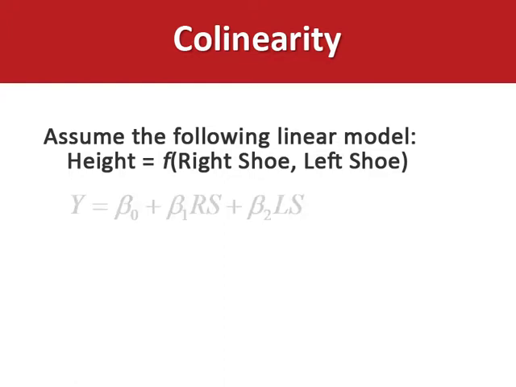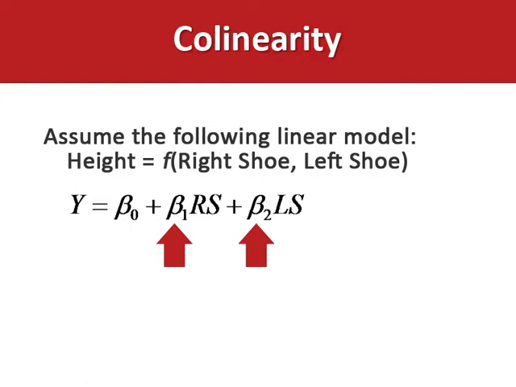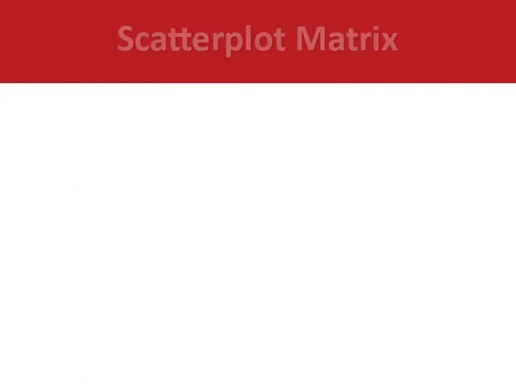So technically what we're trying to do is learn or parameterize a linear equation of the form y equals some intercept beta naught plus some multiplier times the right shoe size plus some multiplier times the left shoe size. And what we do in linear regression is learn these 3 parameters: beta naught, beta 1, and beta 2. It should be obvious to you that these 2 explanatory variables, left shoe size and right shoe size, are highly related to each other. In fact, for most people, they're the same number.